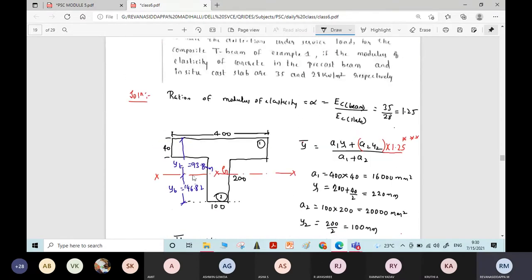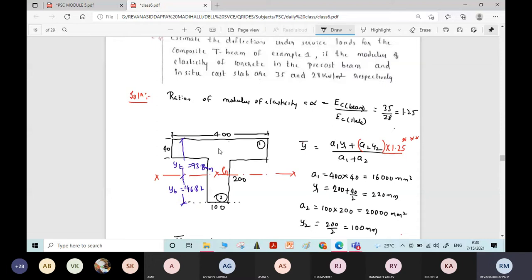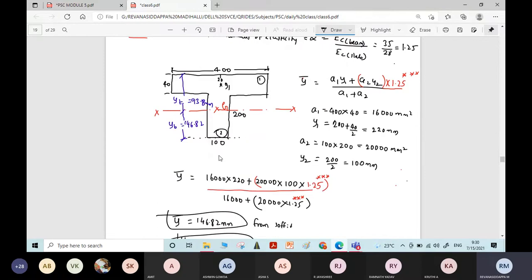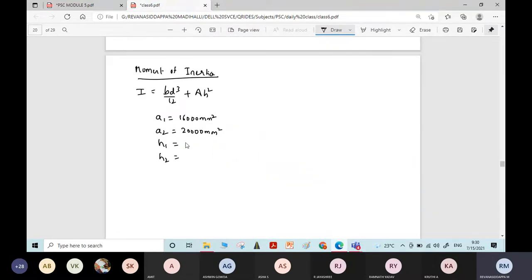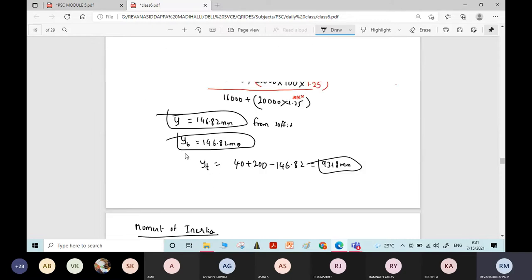Then H1 and H2 you find. What is H1? Corresponding to rectangle 1, the distance of the centroid G1 to the centroid of the whole figure. From the top fiber, the distance of the centroid of the whole figure is 93.18, minus 40 divided by 2, which is 20. The answer will be 73.18 mm.